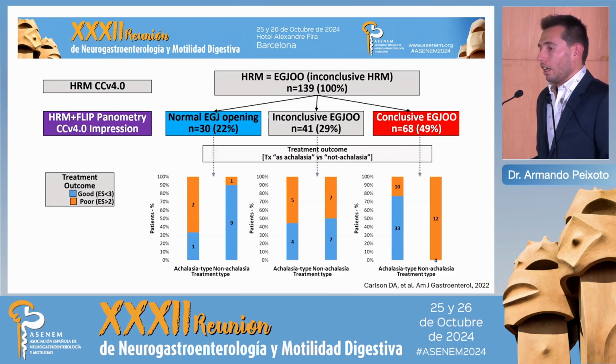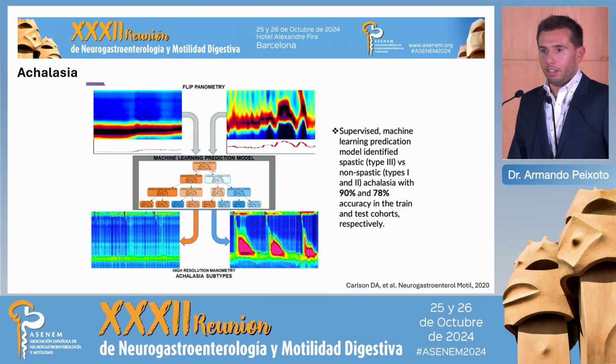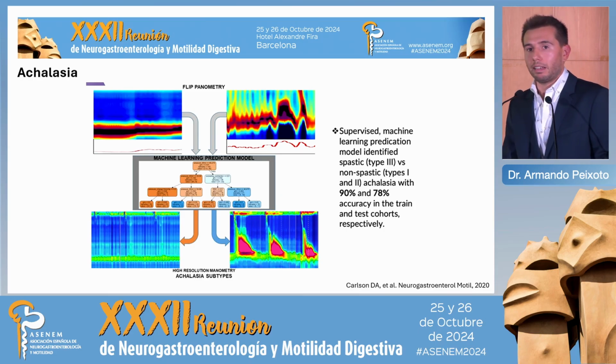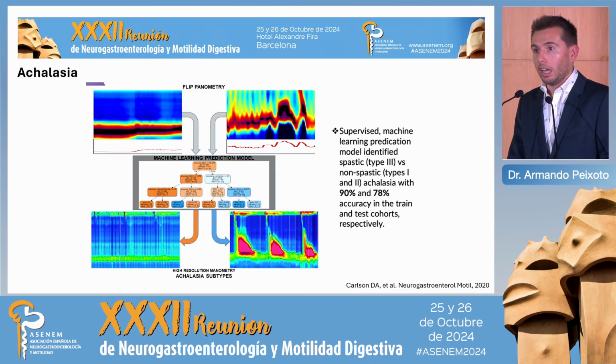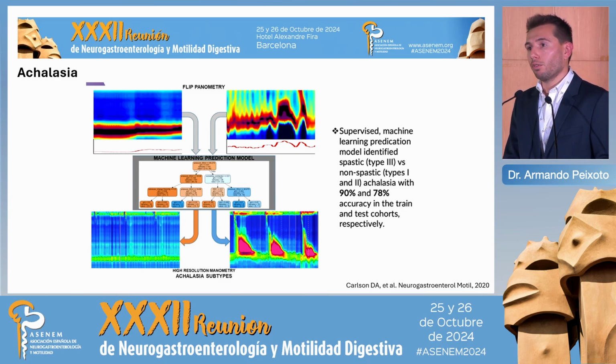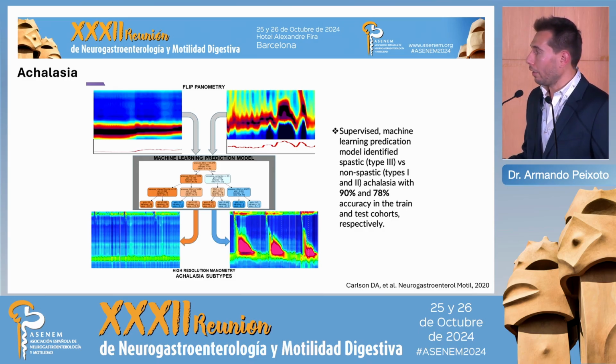Another thing is, how can we predict the type of achalasia? Because there are different treatments for different types of achalasia, as we all know, mainly for type 3 achalasia, in which case POEM is the best validated therapy. But if you use a supervised machine learning prediction model, we can reach up to 90% of the cases with spastic contractions on manometry. And so even in these cases, we can make a full diagnosis based on ENDOFLIP and then refer the patient directly to treatment.